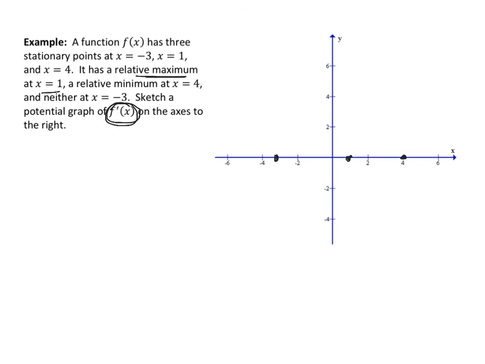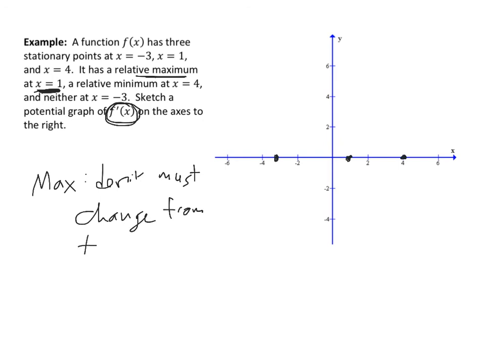If I have a maximum at 1, for a maximum, the derivative has to change. The derivative must change from what to what? My derivative has to change from positive to negative because I want my original function to change from increasing to decreasing. So this maximum that's happening at 1, the derivative has to change from being positive above the axis to being negative below the axis. Okay? I want you to sort of think for a moment about what that means that you would need to do over at 4.